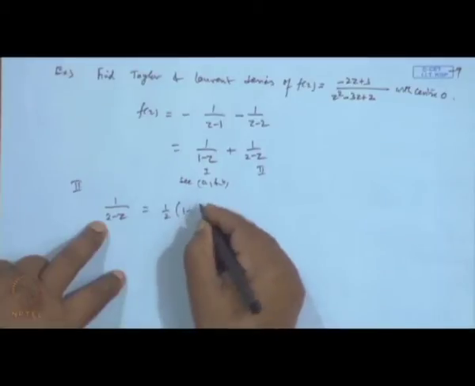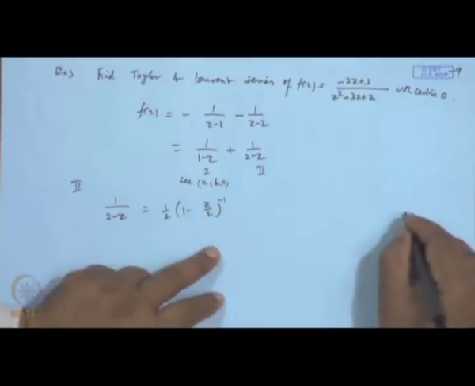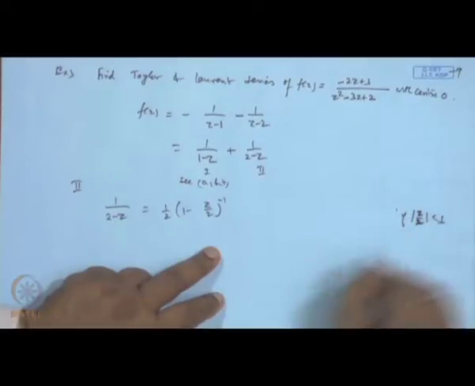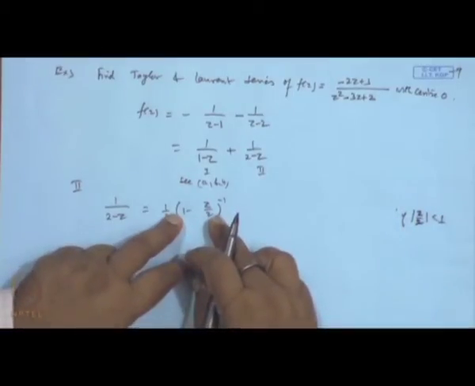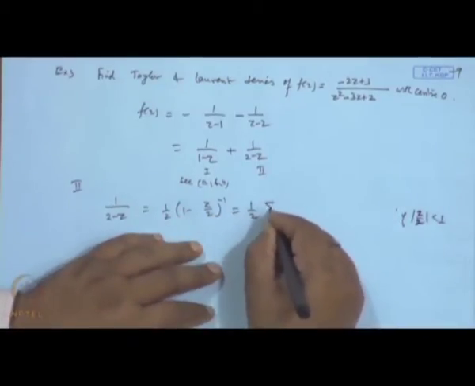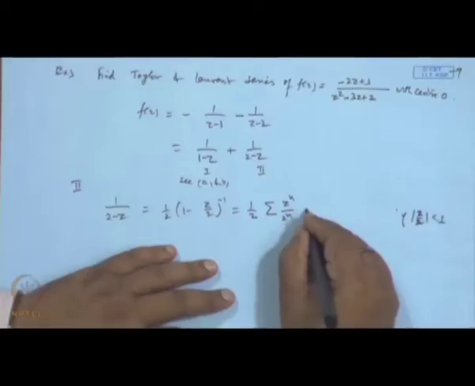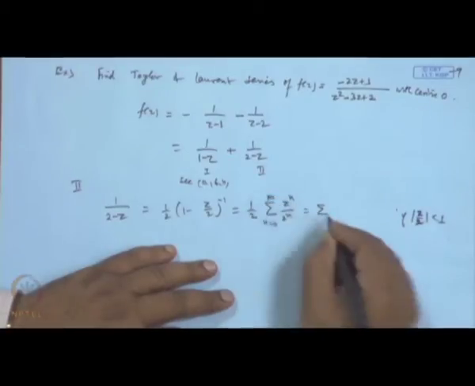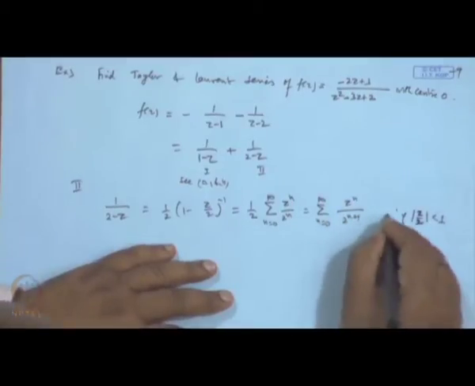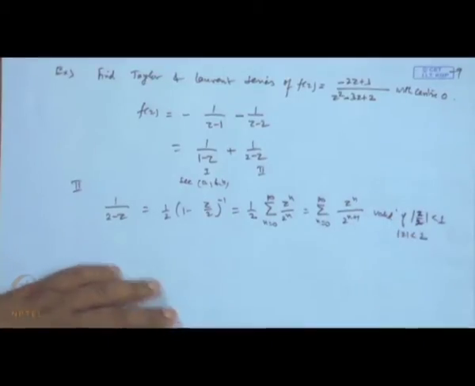So, we get (1 - z/2) inverse. Now, if we make the restriction mod z/2 is strictly less than 1, then this can be expanded and we can write down the expansion again in the form 1/2 sigma (z/2)^n, that is equal to sigma n is 0 to infinity z^n over 2^(n+1), valid if mod z is less than 2. Okay? This is mod z.